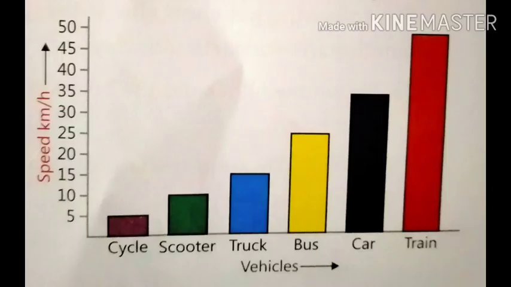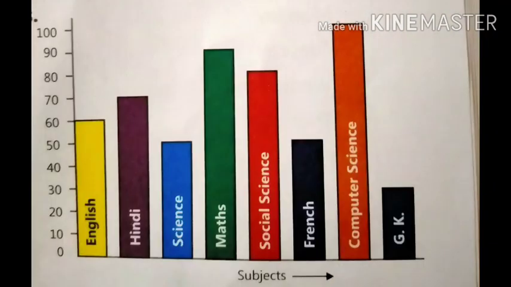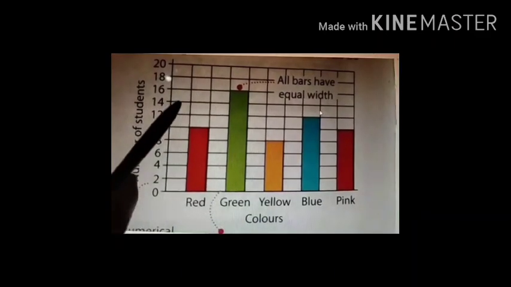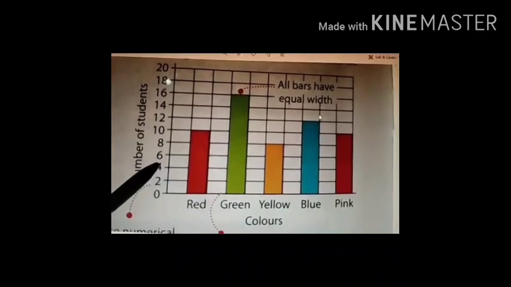This bar graph shows speed in kilometers per hour of different vehicles. And see this, what does it show? Yes, it shows marks scored by a student in different subjects. Tell me, what is this graph about? Yes, it tells the choices of chocolates of students. Okay students, see this example of a bar graph.